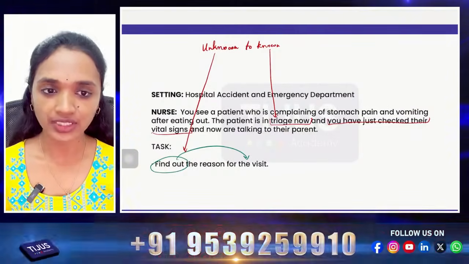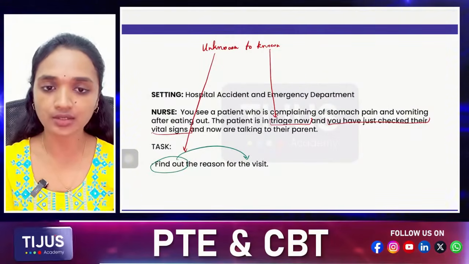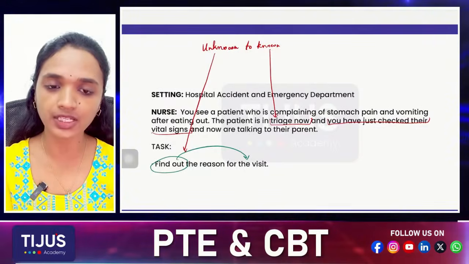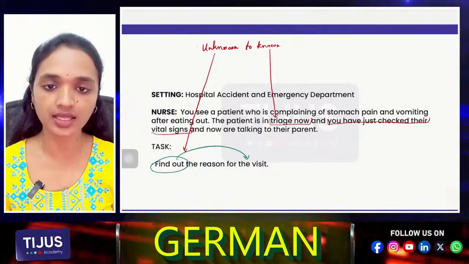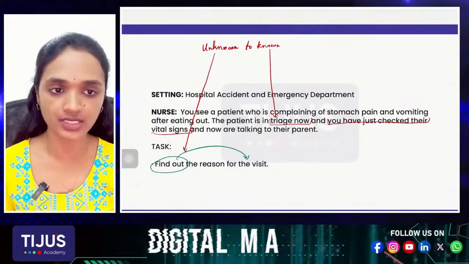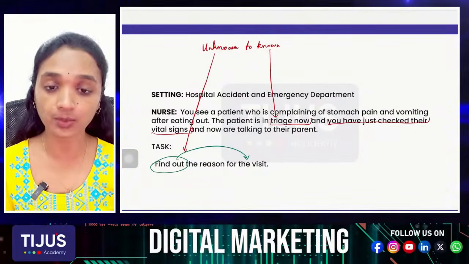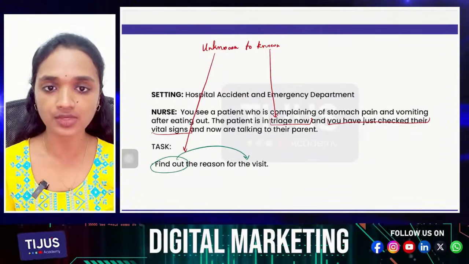Okay, I believe that you got an understanding. So, this is an unknown to known case. How about the introduction? Start here. Typically we'll start as an unknown case, and then in the middle of the conversation, we'll get to know that we already have the patient information, and that's how it becomes a known case.